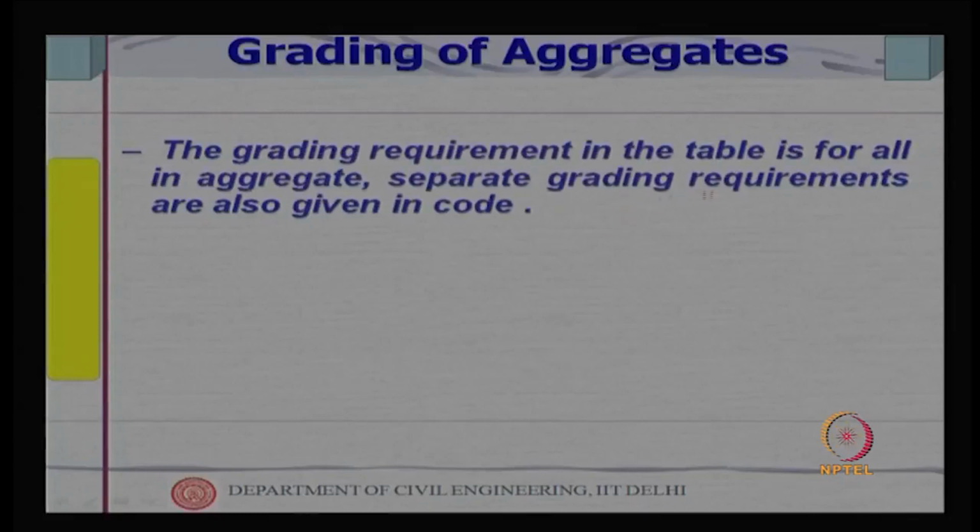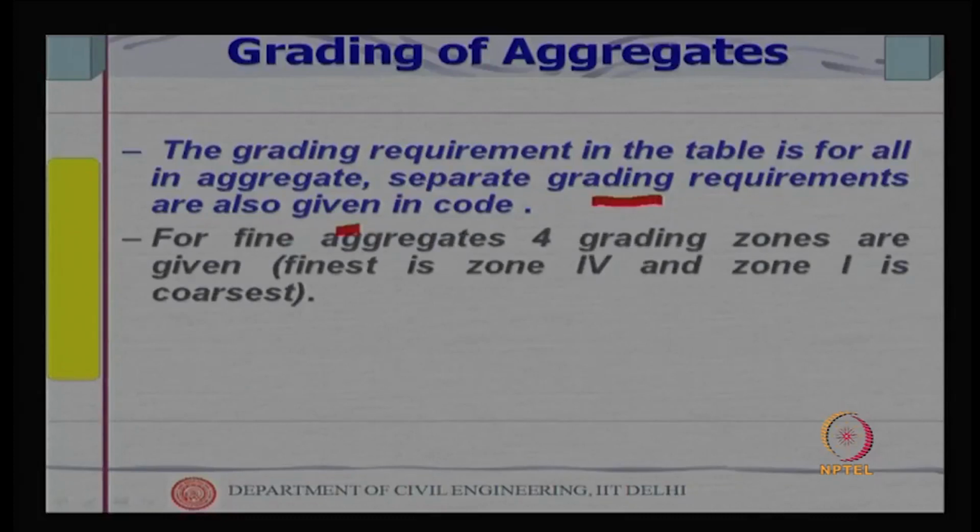The grading requirement in the table is for all aggregates. Separate grading requirements are also given in the code. So, this is why the code gives you a tabular form suggestion of grading; the grading requirements give you the range of sizes that should be present in an overall aggregate system.